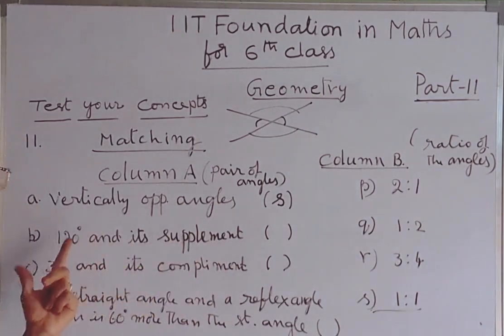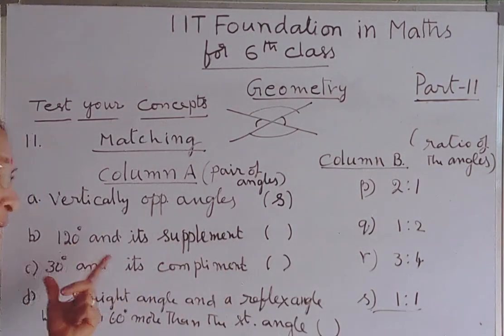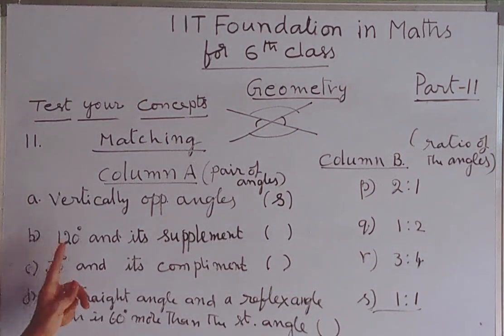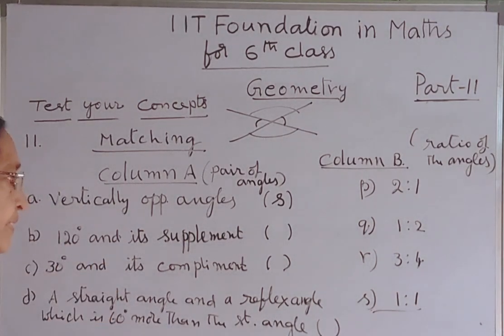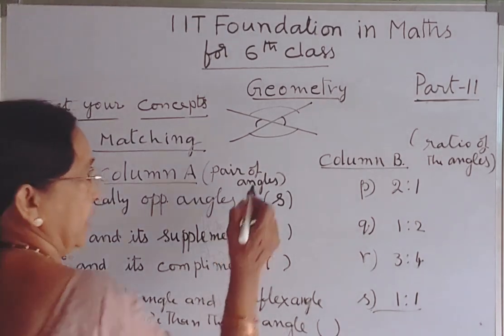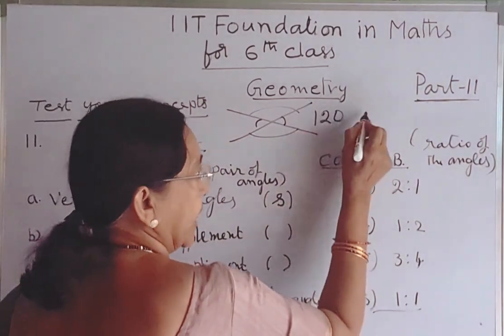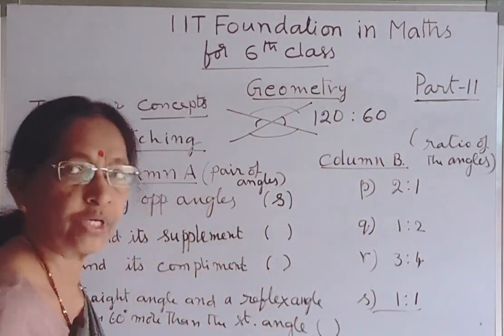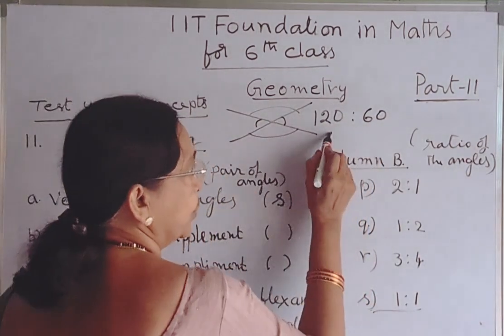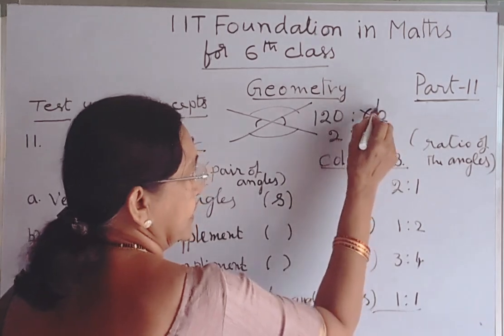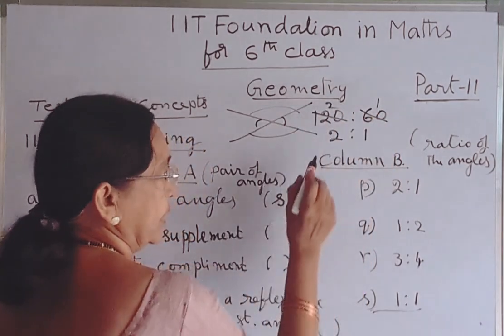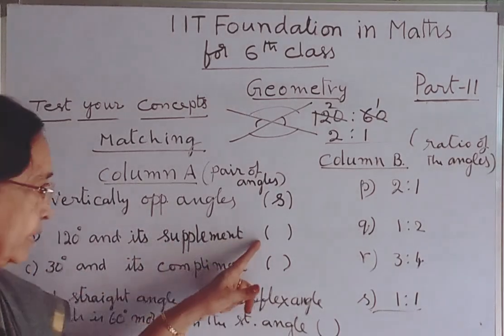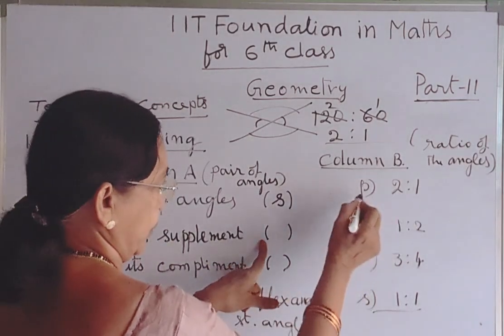Next, 120 degrees and its supplement. Supplement means 180 minus this angle. 120 degrees and 60 degrees are supplementary angles. So for 120 degrees, 60 degrees is its supplement. Therefore, the ratio of 120 and 60 is 2:1. 6 ones are 60, 6 twos are 120. Therefore, the ratio is 2:1, so B.